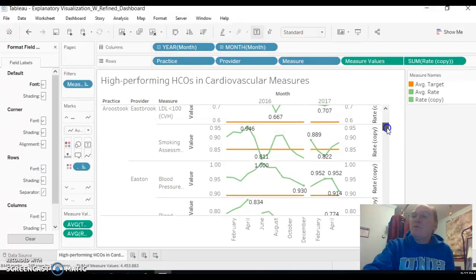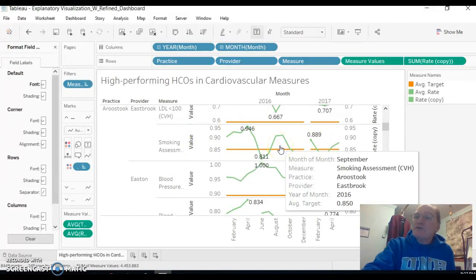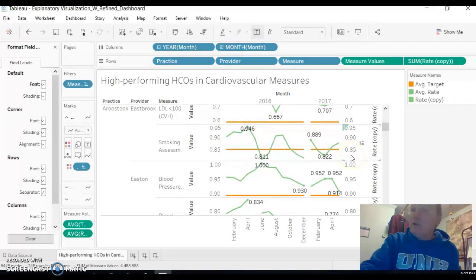As we scroll down more, we've got other providers here, for example, the same practice for the smoking assessment, generally performing above the target, but there are some months where it does dip below the target. That may not have been an initial goal of this research, but it's something that we still might want to look into regardless.